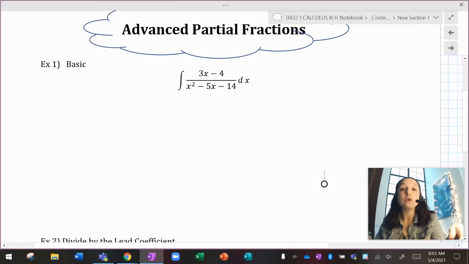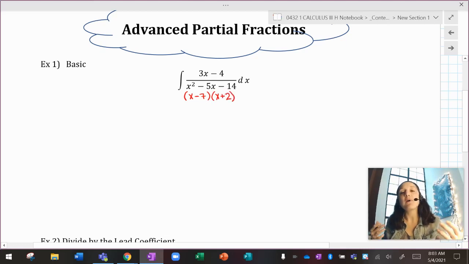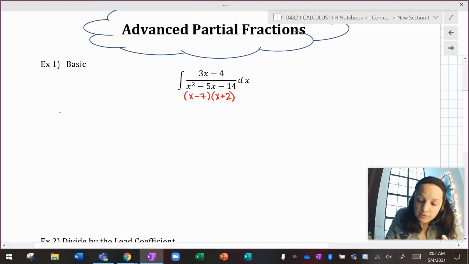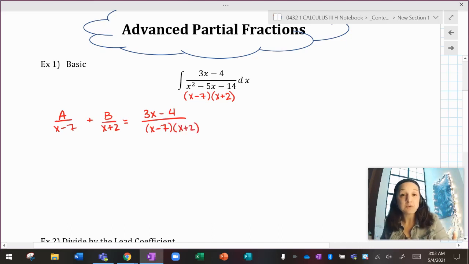So, I'm calling example one your basic, typical partial fraction. If we look at it, what we can realize is that this denominator will factor into x minus 7 times x plus 2, and I'm going to leave my numerator alone. If I have a denominator that is a product of two things, I can break it up into two smaller fractions. Those fractions are going to be A over x minus 7 plus B over x plus 2, where A and B are constants. If I add those fractions together, I want to get the one that we have, which is 3x minus 4 over x minus 7 times x plus 2.